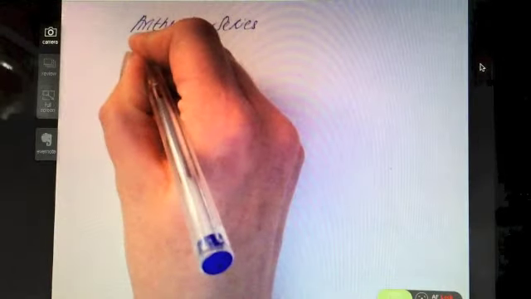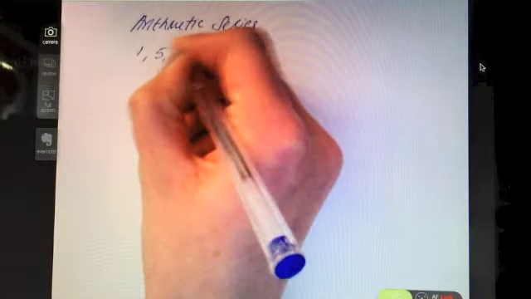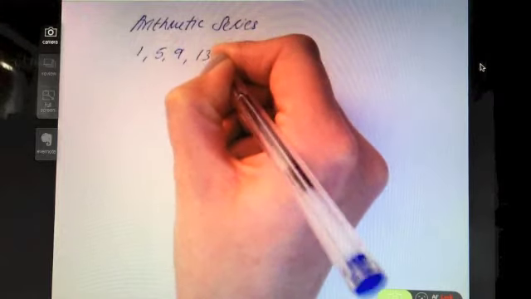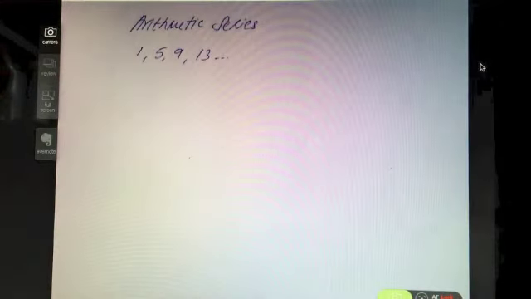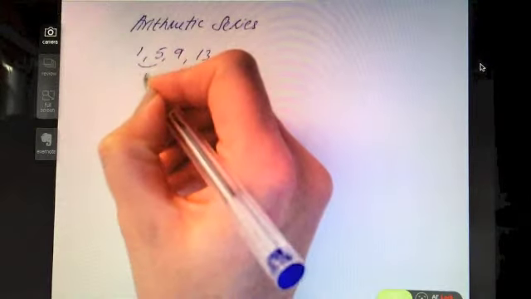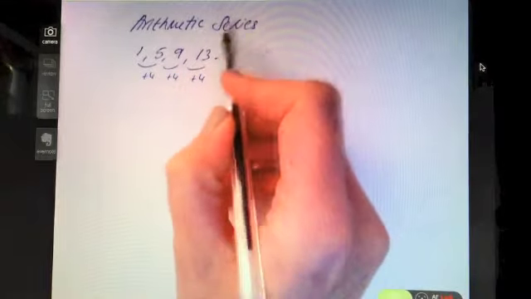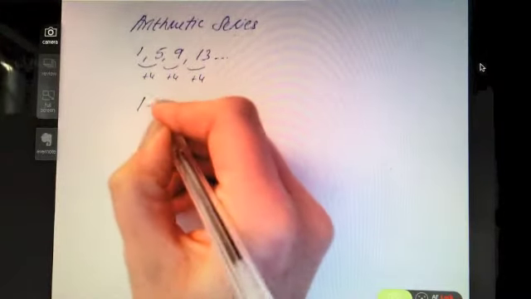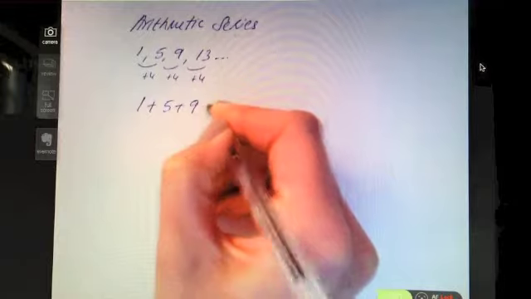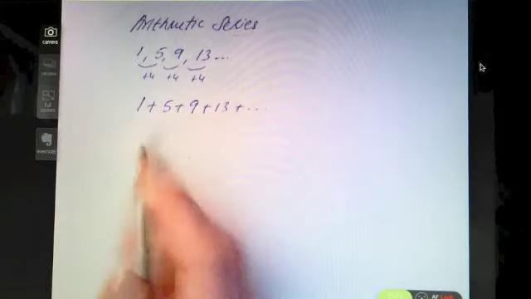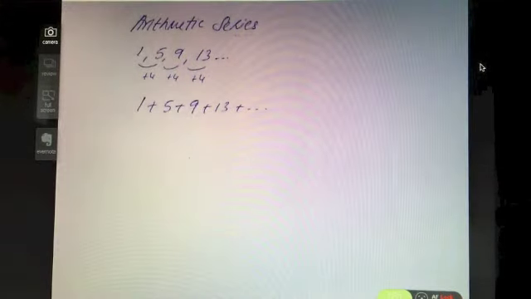A sequence, what we've come across before, is say 1, 5, 9, 13, and so on. This is an arithmetic sequence because it's a sequence of numbers, and it's arithmetic because it's going up by 4 each time. A series, however, is when we are considering the sum of that sequence. In other words, we're adding all the terms together.